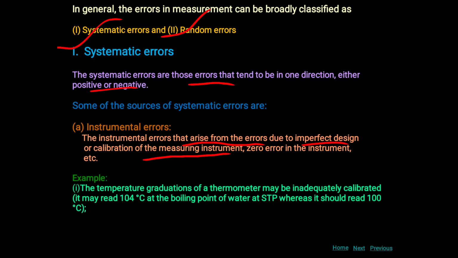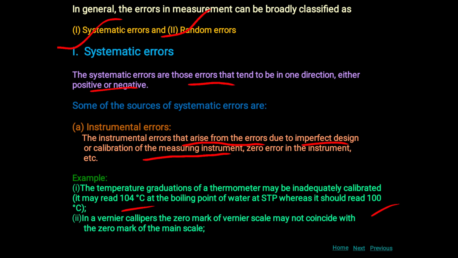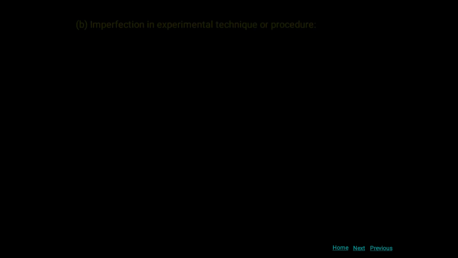For example, the graduation of a thermometer may be inadequately calibrated. It may read 104 degrees Celsius for the boiling point of water at STP, whereas it should read 100 degrees Celsius. Or in a vernier caliper, the zero mark of the vernier scale may not coincide with the zero mark of the main scale. An ordinary meter scale may be one off at one end. These are the examples of instrumental error.